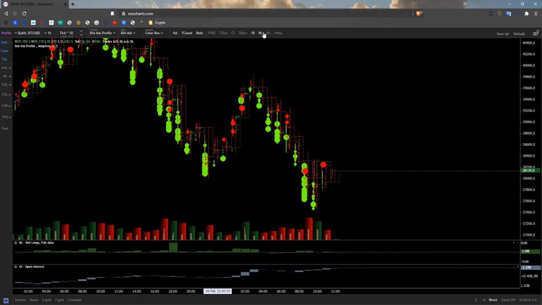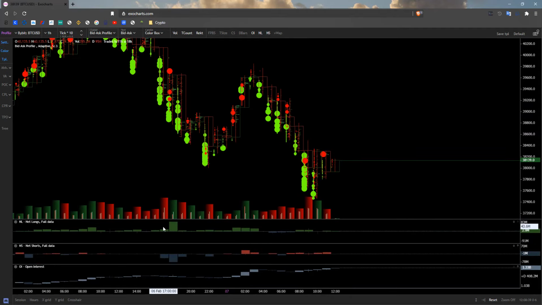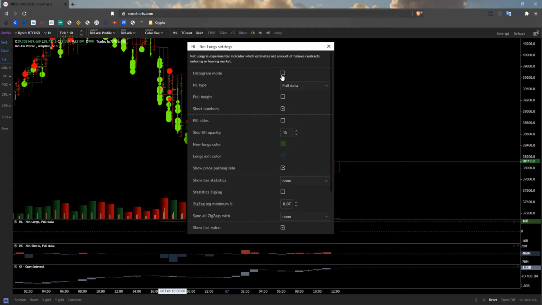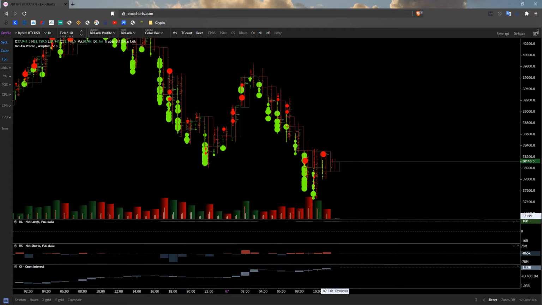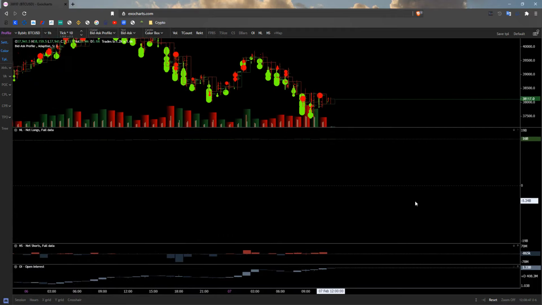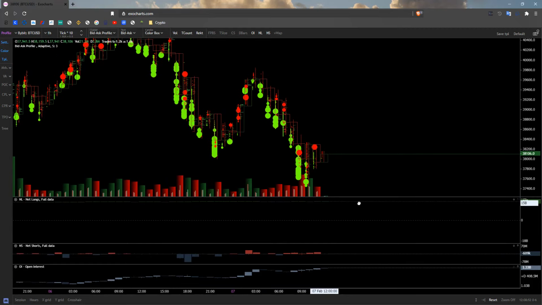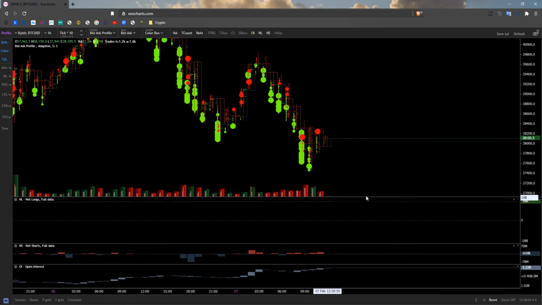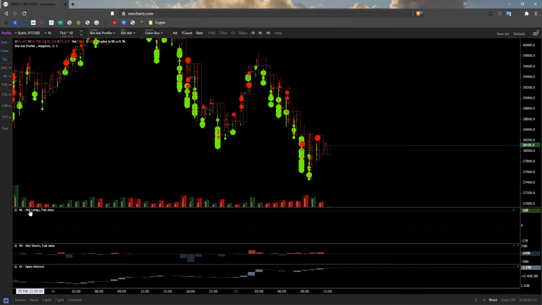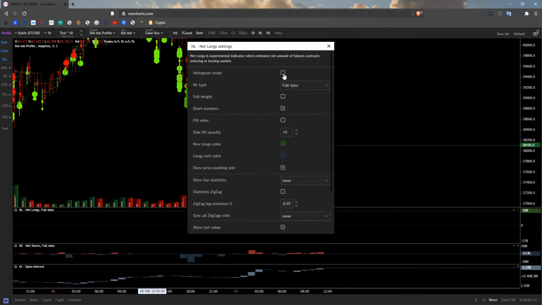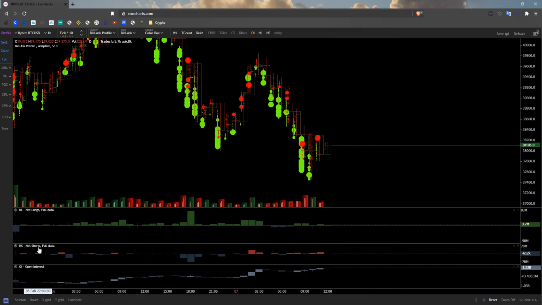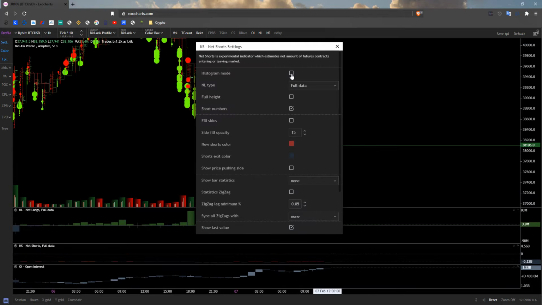You have the net longs and the net shorts, and these can be looked at in a histogram format, or you can look at them as like a chart, kind of. Sorry, it's not really functioning the way I thought it would at the moment, but either way, let's turn histogram mode back on. I think there's a small bug with that. Let me try it on the shorts. I might have to email them and see.